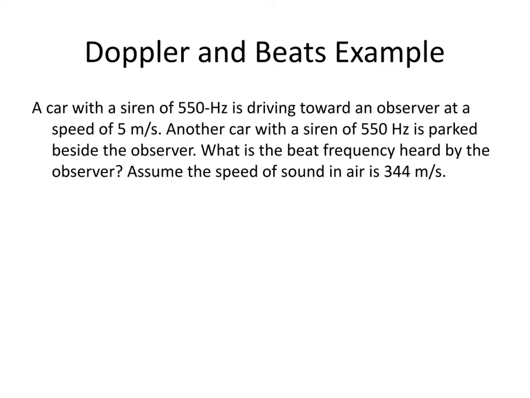Let's try an example with beats and the Doppler effect that we've looked at before. So a car with a siren of 550 Hertz is driving toward an observer at a speed of 5 meters per second. Another car with a siren of 550 Hertz is parked beside the observer. What is the beat frequency heard by the observer? Let's assume that the speed of sound in the air is 344 meters per second.